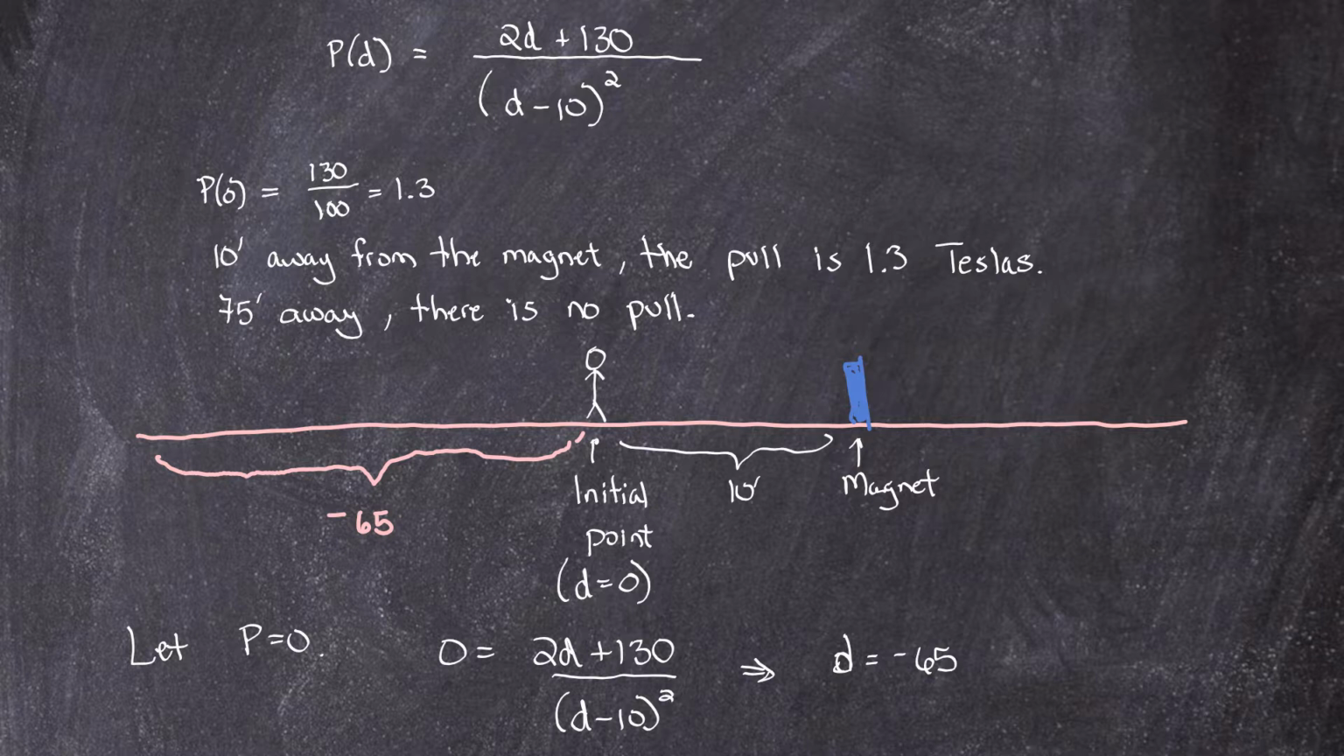As an aside, theoretically, we should always have a trace pull from the magnet, but I didn't want to do an exponential function here.